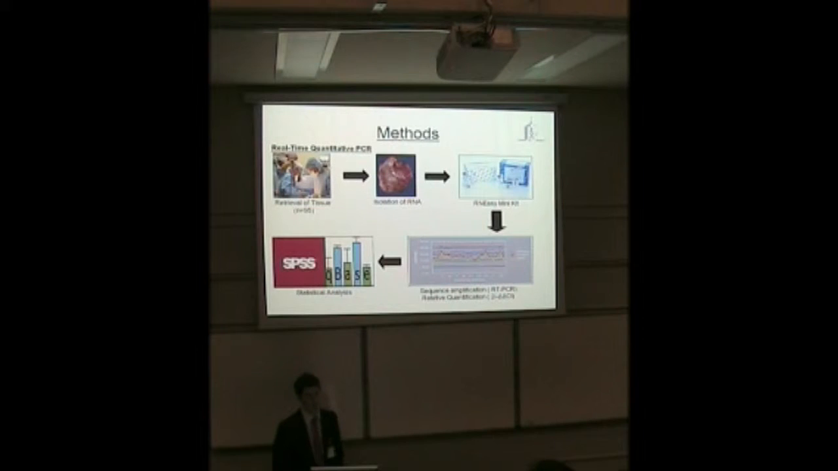Breast tissue was retrieved at the time of surgery and is now frozen. RNA was isolated using the RNeasy mini kit and reverse transcribed using the SuperScript III first-strand kit. Relative gene expression was then determined using the TaqMan assays and the delta CT approach, and statistical analysis was performed using Qbase and SPSS software.